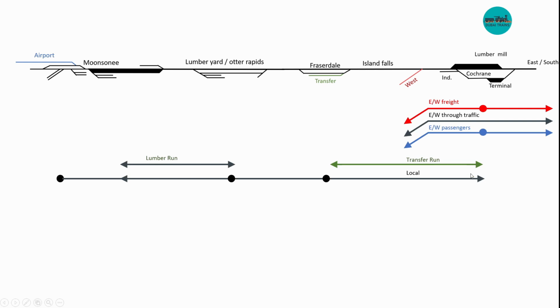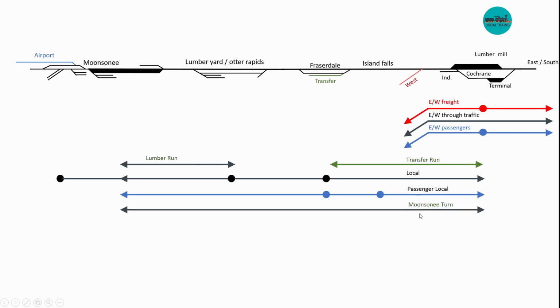Then the second train is the local. This stops at all the relevant intermediate stations along the line, picks up cars, spots cars, and then heads back to the line as well. Then we have the passenger local. This is the same as the freight local, but with passenger cars. And then there is the Moosonee turn. So this will go straight from Coltrane, skip all the sidings, then go to Moosonee, and head back to Coltrane.